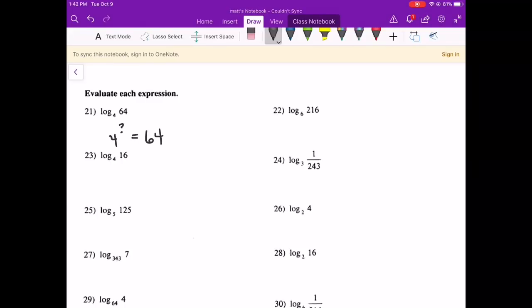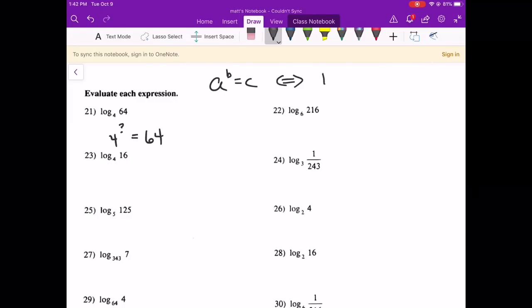That's what that means. If I'm just using my a to the b equals c and converting that to log base a of c equals b, using that same pattern from exponential to log, log to exponential, this is the same setup.